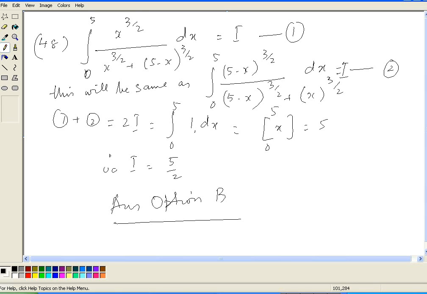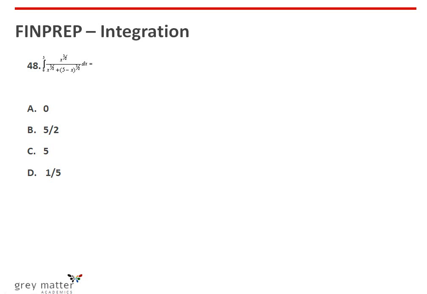When we add equations 1 and 2, we get 2I on one side. On the other side, the numerator and the denominator will be the same, so it will become 1. So it will be the integral of 1 dx from 0 to 5, which is nothing but 5. So I will be equal to 5 by 2, and the answer is option B. Going back to our PowerPoint presentation, it is option B, which is 5 by 2.